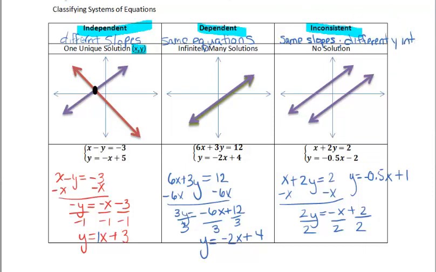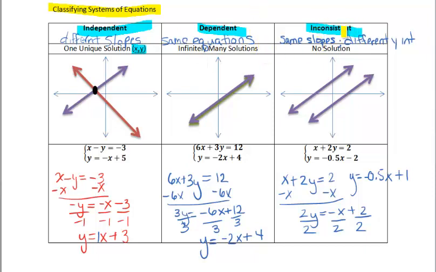In summary, I'm just classifying. I'm just trying to find ways in which I can label or identify different systems. An independent system is one that intersects. Those equations would have different slopes. Dependent systems are going to have the same exact slope and y-intercept when I solve for y. They're going to have the same equations.